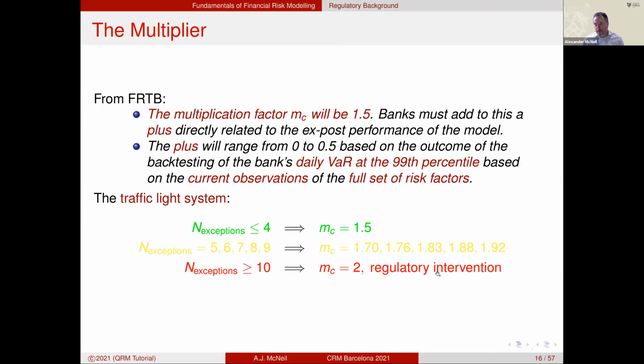And moreover, there will be greater regulatory scrutiny of the bank because it will be considered that the quality of the bank's overall model for the trading book is suspicious. There are too many exceptions. And so therefore, the multiplier of 2. Now, the difference between 1.5 and 2 may not seem all that great, but remember it's a multiplier. And 2 is 33 and 1/3% bigger than 1.5. So you could say that this change in multiplier represents an additional 33% capital that the bank has to hold.